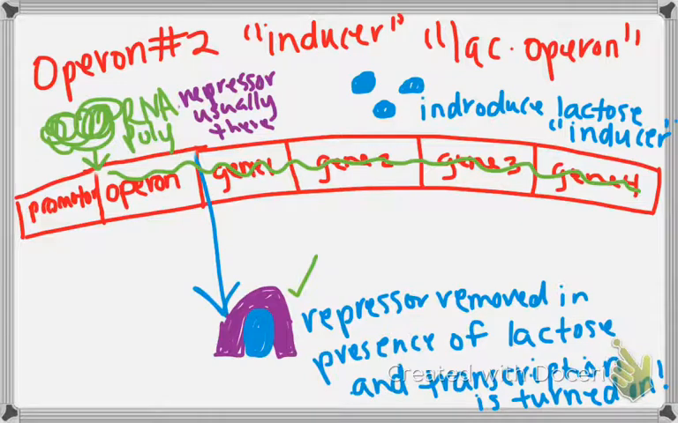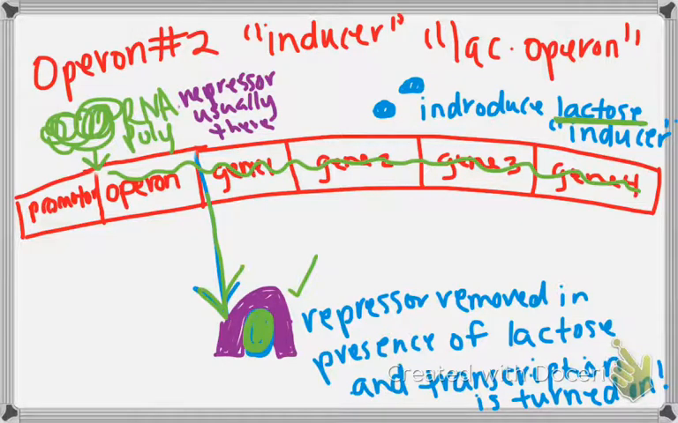But because lactose was introduced, it came and filled up that space, removed that repressor because it didn't fit on the DNA strand anymore, and transcription is then turned on.